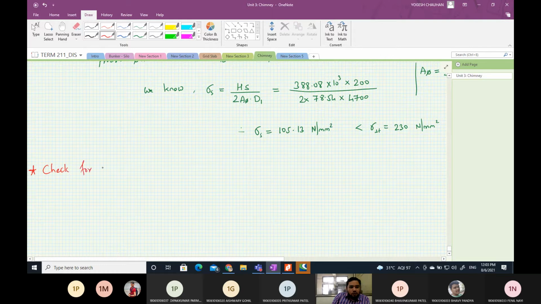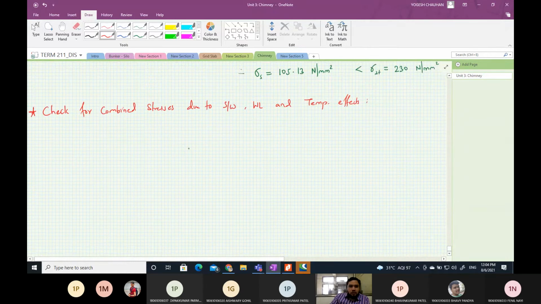Check for combined stresses due to sulfate, wind load, and temperature effects. Okay, and we'll first see the levered case.